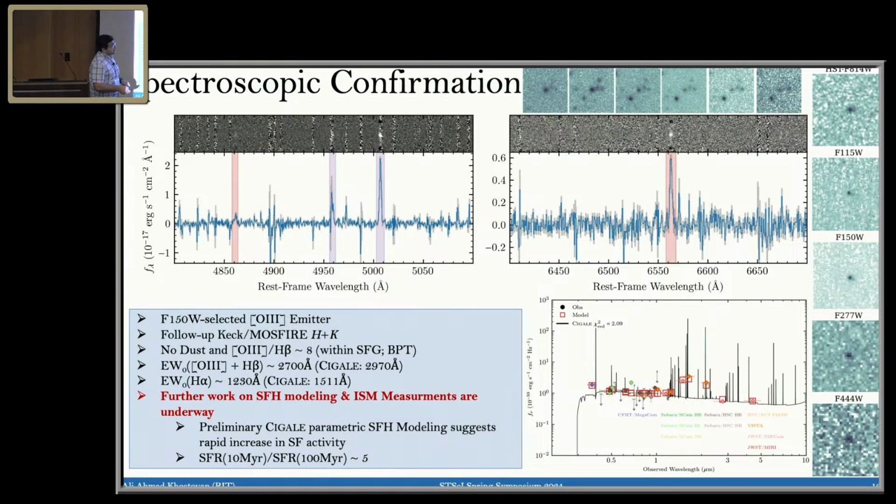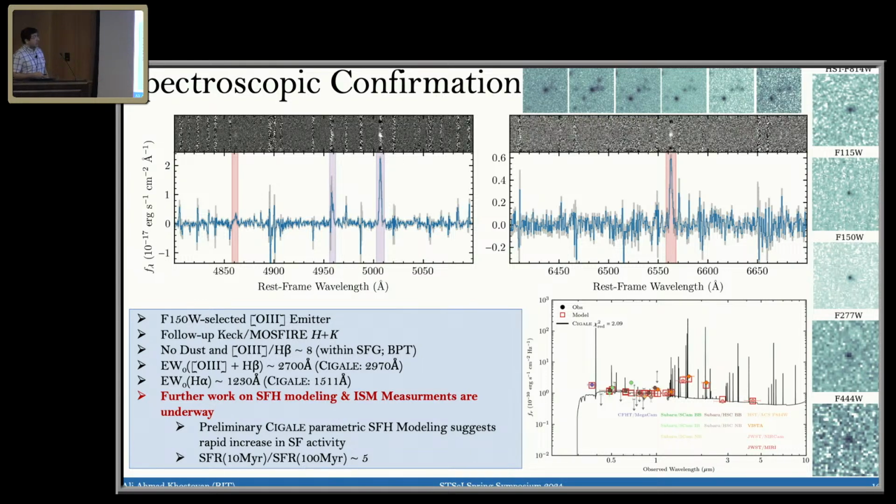So this source was selected primarily based on the F150W emission. And when we compare the emission line properties of this source from the MOSFIRE spectra to what we're getting with Seagal, it's actually quite comparable to one another, meaning that Seagal has done a pretty good job of tracing the emission line properties to give us an estimate of what conditions are like for this source. And further work is still on the way for this object as well.